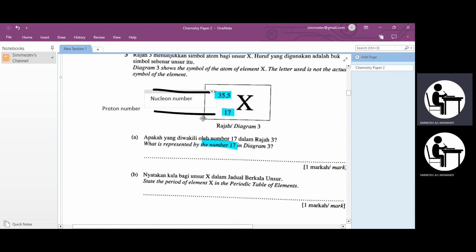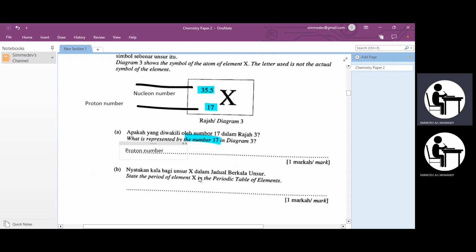Let me emphasize, for an atom, not for an ion. If it was an ion, then the proton number and number of electrons in the ion will not be the same. However, for an atom, since it has no charge, the number of positive charges and number of negative charges will be equal, therefore it will be neutral. All right, what is represented by number 17? As I've told you, it is proton number. Okay. State the period of element X.